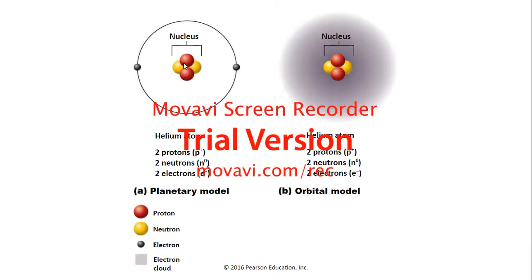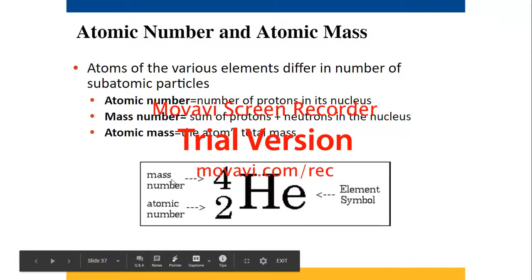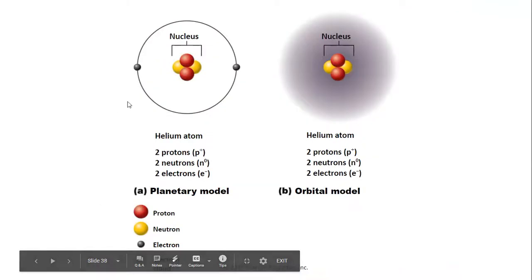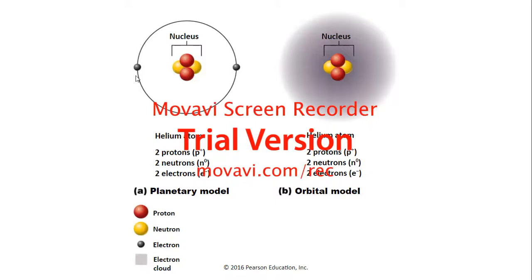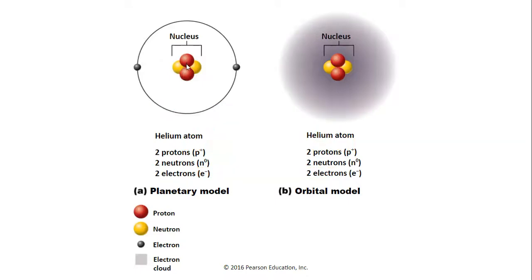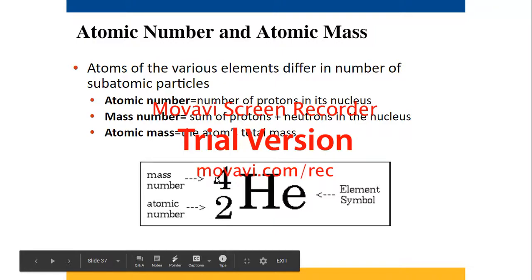So 2 protons plus 2 neutrons gives us a mass number of 4. You see right here, the mass number is 4, taking into account the 2 protons and 2 neutrons. Remember, the electrons are so small and weigh so little that you don't take their weight into consideration. They don't add to the atomic mass. So the mass is the protons and the neutrons, which is 4 for helium. Go back to this image: atomic number 2, mass number 4.